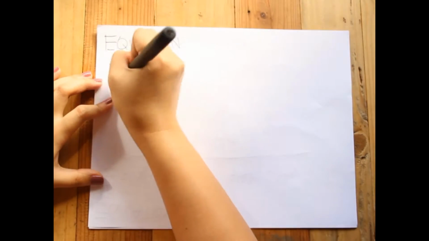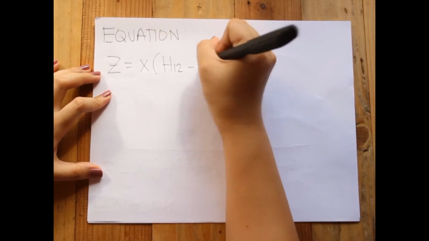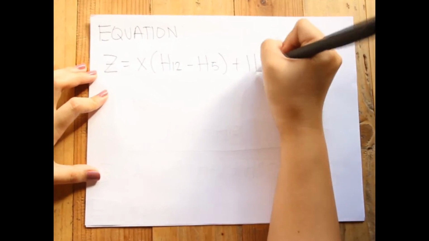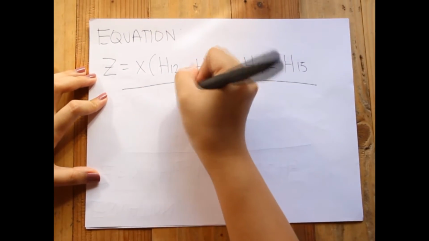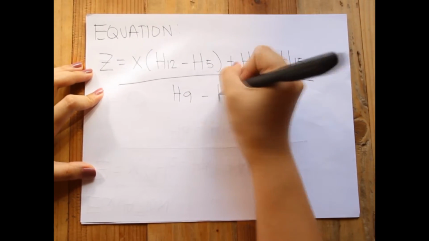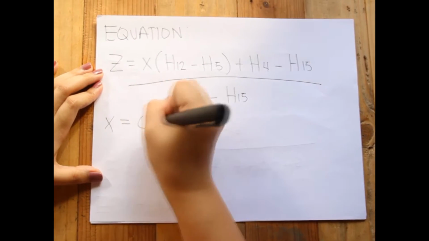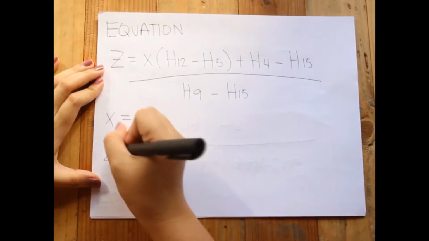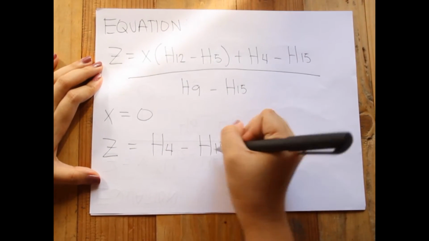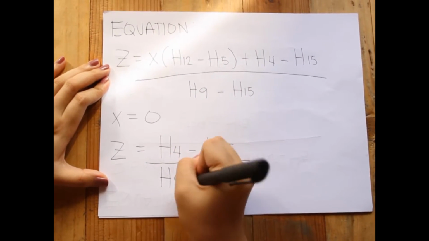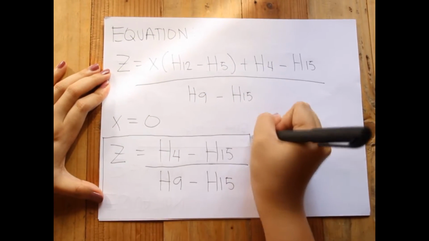For the equation, we have Z is equal to X multiplied by the quantity of H12 minus H5, plus H4 minus H15, all over H9 minus H15. Since we are using the Linde process, X is equal to 0. The equation then reduces to Z is equal to H4 minus H15 all over H9 minus H15.